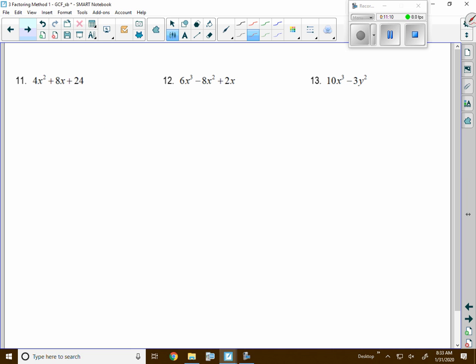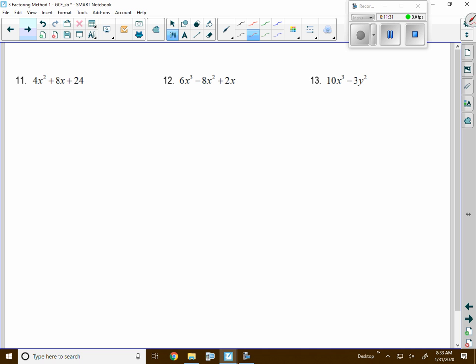All right, number 11. So now we're going to get a little bit bigger here. We're going to expand a little bit. So now we have 3 terms in number 11. Takes a little bit more to kind of figure it out. What would be our GCF in number 11? 4. Because 4 can be divided out of 4, 8, and 24.